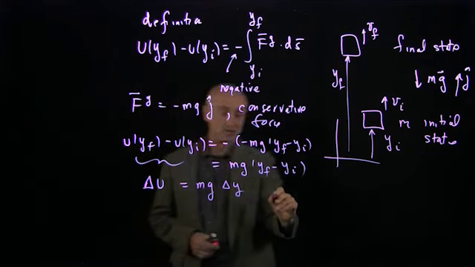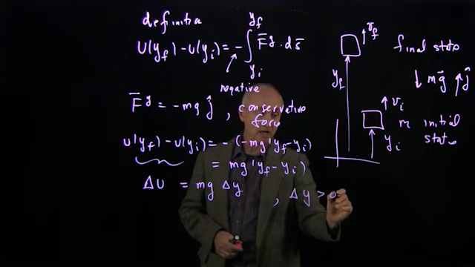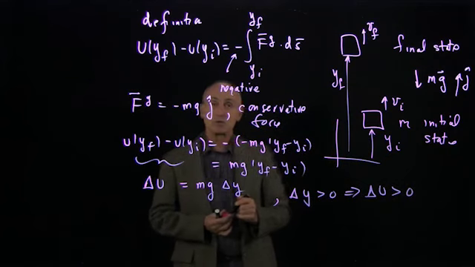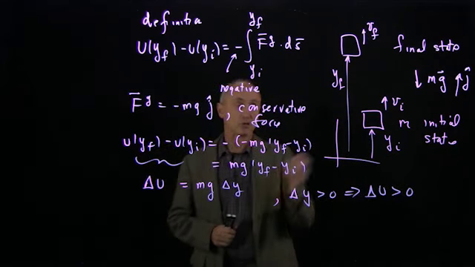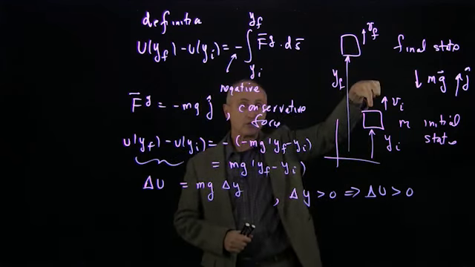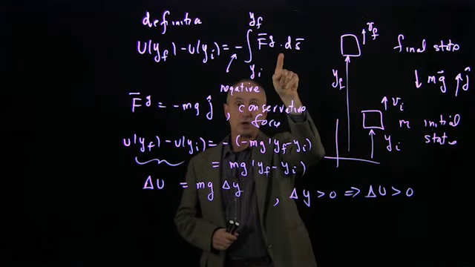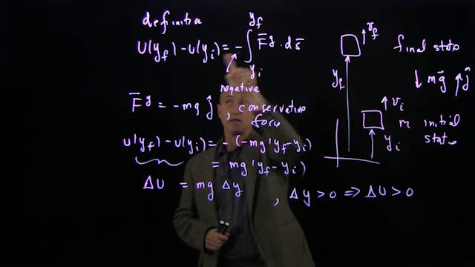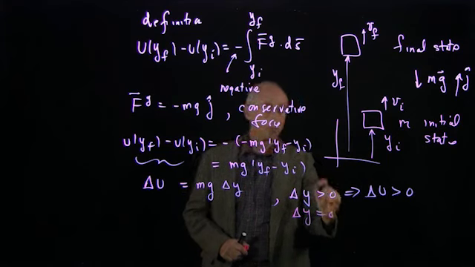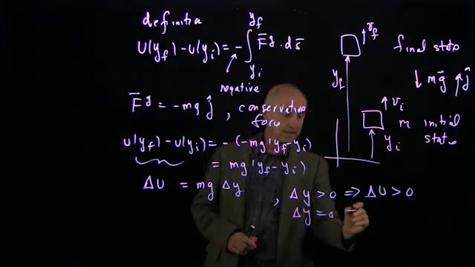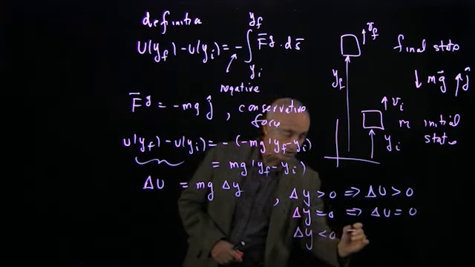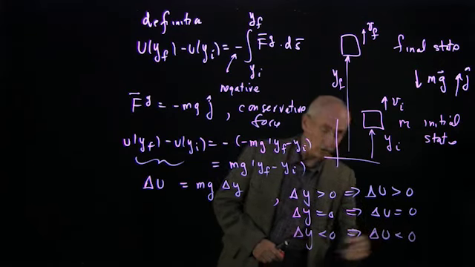We see here for this example that if delta y is positive, that implies that the potential energy is increasing. Now let's connect that to our definition. Why is the potential energy increasing when we raise something? Well, the gravitational force points downwards, the displacement is upwards, so the work done is negative, and another minus sign means the change in potential energy is positive. If the object is moving with no change in height, the potential energy change is 0. And finally, if delta y is less than 0, that implies that the change in potential energy is negative.